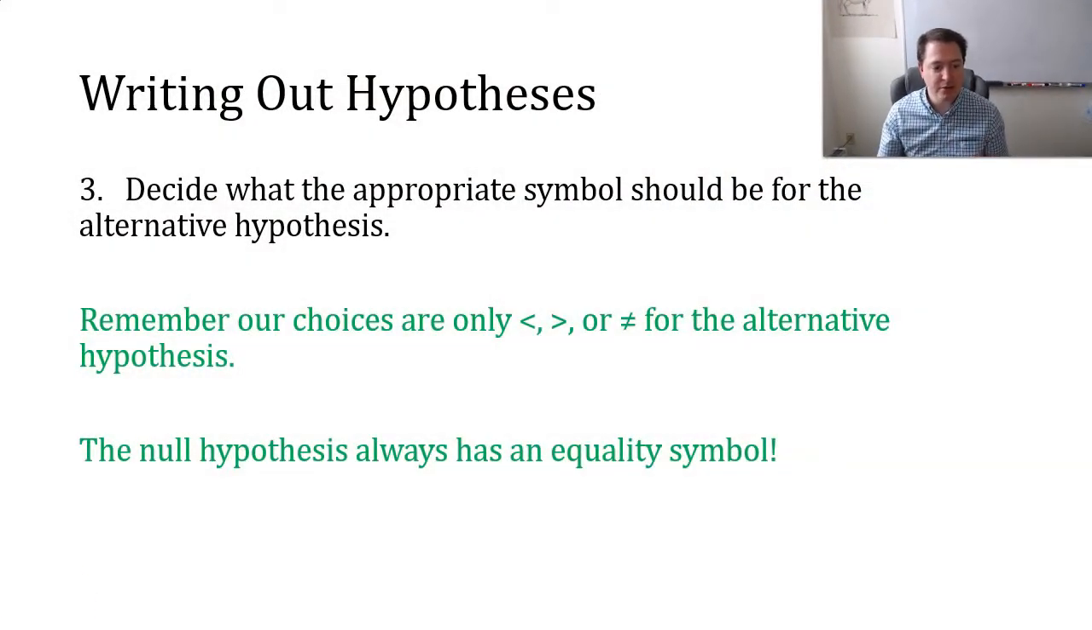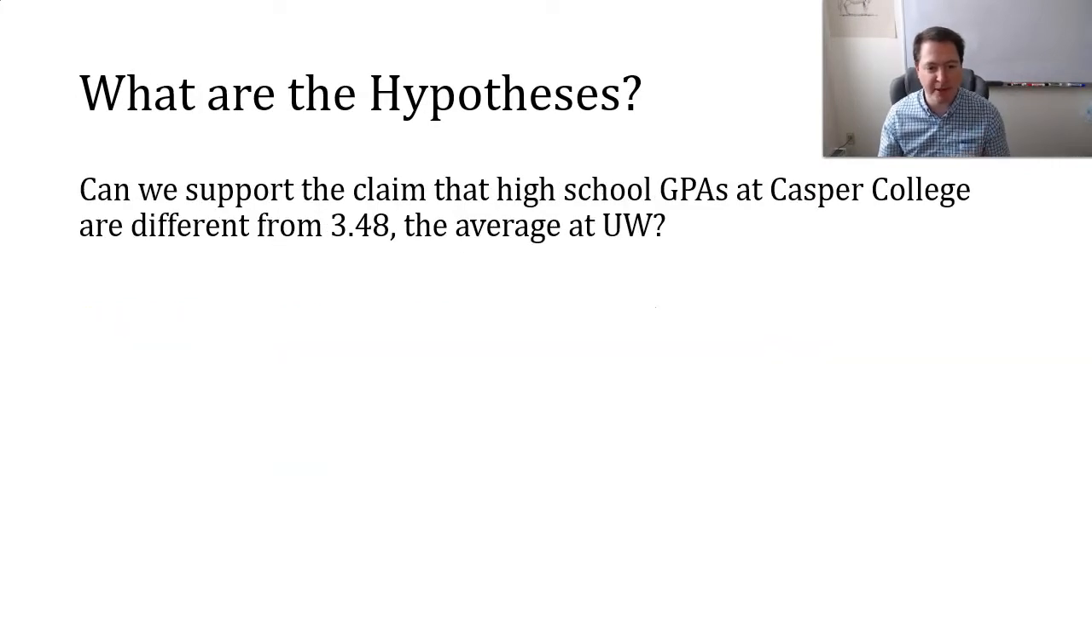Okay, so let me start off with a couple of basic ones, and then I'll put the rest of them in a different video. So, can we support the claim that high school GPAs at Casper College are different from 3.48, the average at UW?